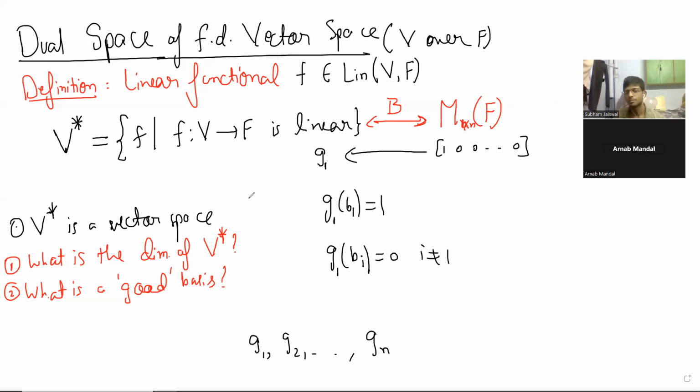So we write it as delta: gi(bj) equals delta ij. This is the delta you were saying. That is equal to 1 when i equals j, and 0 when i is not equal to j. So this will be a basis because it's the image of a basis under an isomorphism. So it's a basis. And this basis is a nice basis with respect to this basis B. So right, that's it.